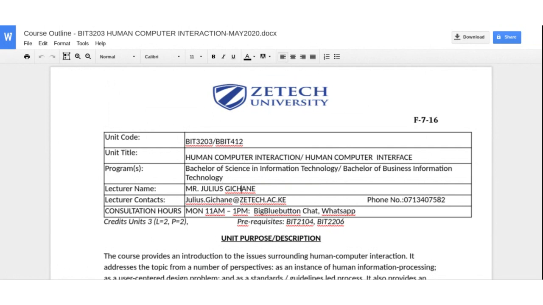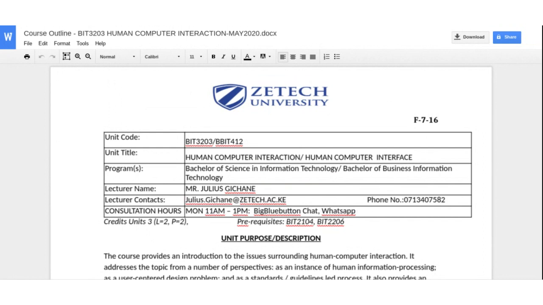In this document, you'll also be able to access my contacts, by email and by phone, and I'm also setting up a time that we can interact through chat. You can use the Big Blue Button, and also WhatsApp, during this time to do some chat. We answer some questions, we clarify a few things and all that.